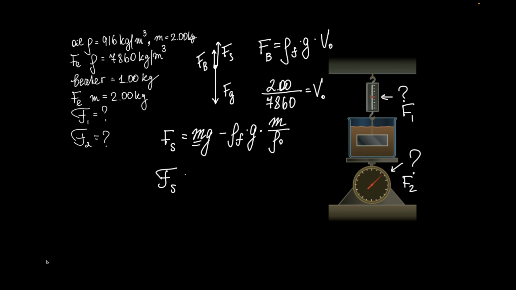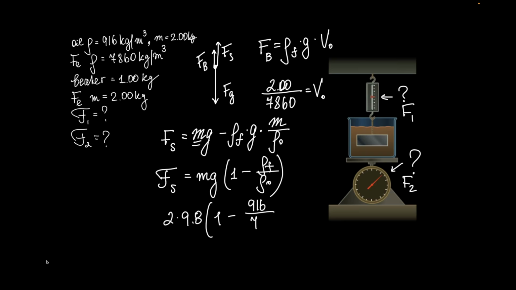Force of the spring will be mg, and then 1 minus rho of the fluid divided by rho of the object. 2 kilograms times 9.8 times 1 minus, and then I have 916 divided by 7860. Grab your calculator, let's compare notes. What did you get? I got 17.3.